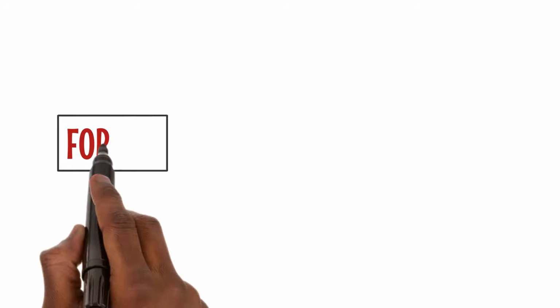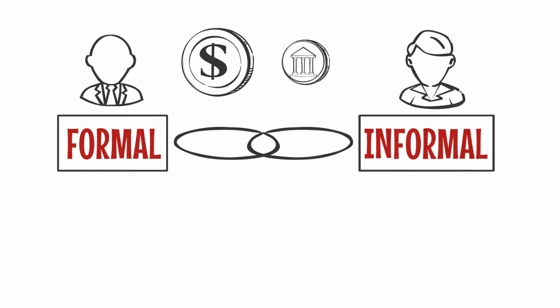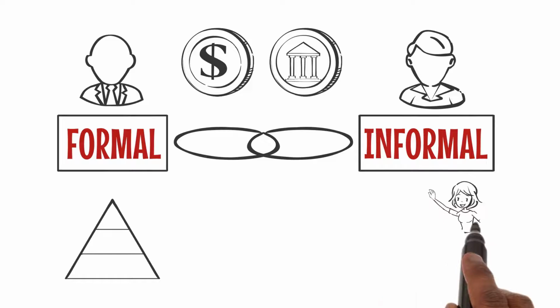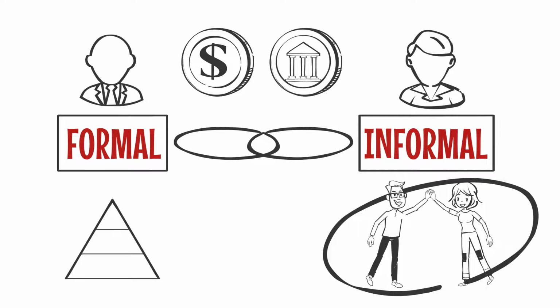In the real world, formal and informal organizations are intertwined. They complement each other, like two sides of the same coin. Formal organization provides structure, while informal organization fulfills social and emotional needs, creating a harmonious atmosphere.